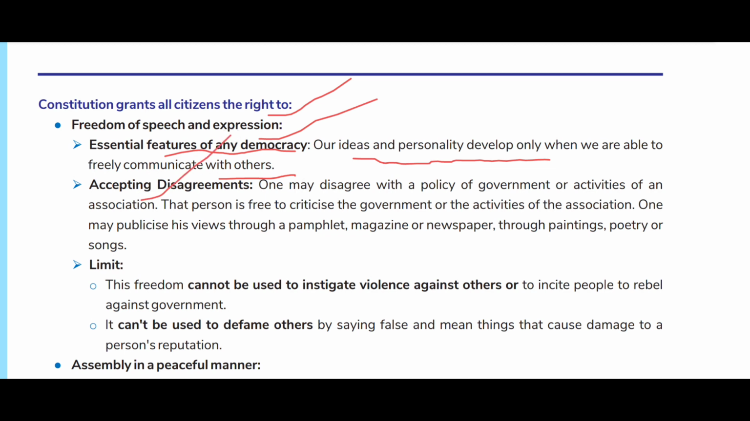Accepting disagreements. One may disagree with the policy of the government or the activities of an association. The person is free to criticize the government or the activities of the association. One may publicize his views through a pamphlet, magazine, or newspaper, through paintings, poetry, or songs.